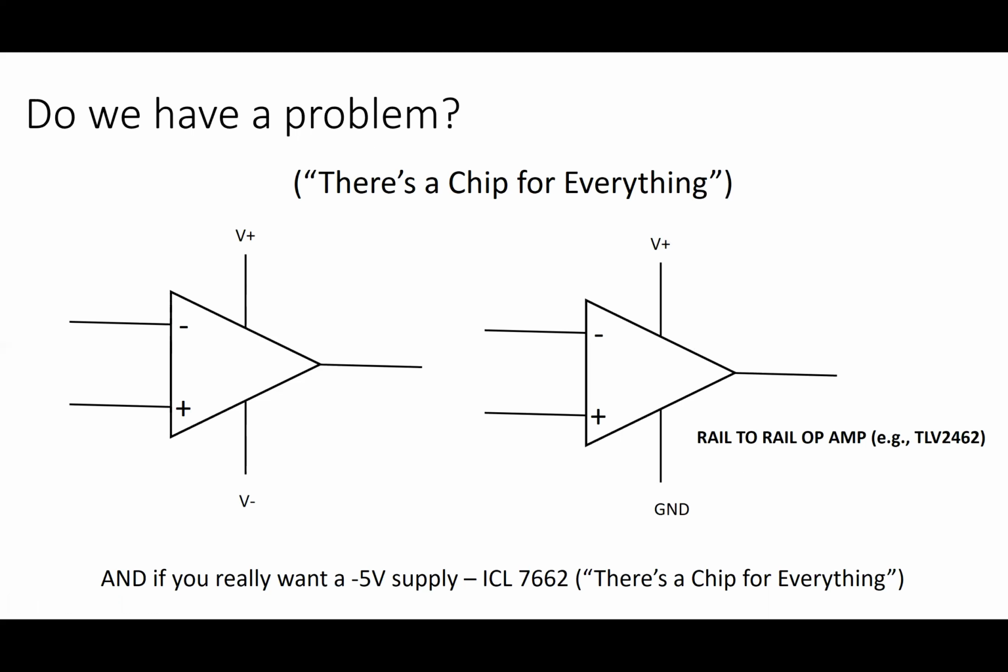Now, suppose you really wanted to have an output that would swing negative. Well, guess what? There's a chip for everything. And this chip, the ICL7662, is one of several that take a plus 5 volt supply and generate a minus 5 volt supply. So if you really want to, and later on in the course we probably will, have both a plus and a minus 5 volt supply, you can do this with a chip that costs you $1 or so, as opposed to going out and buying an expensive power supply.